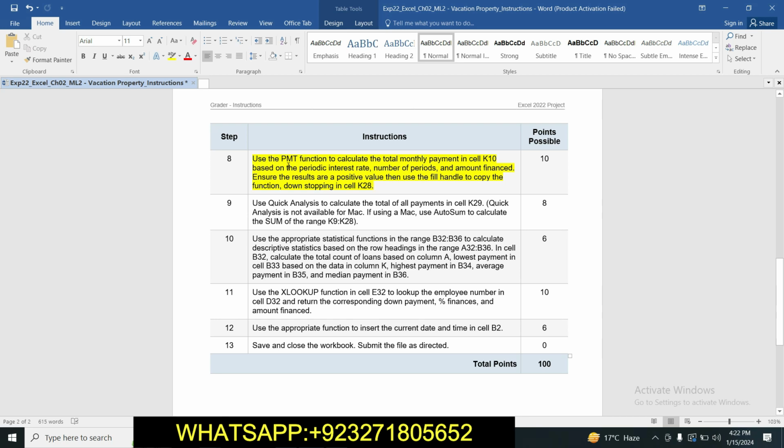Step number 8 is about using the PMT function to calculate the total monthly payment in cell K10 based on the periodic interest rate, number of periods and amount financed. Ensure the results are a positive value and then use the fill handle to copy the function down, stopping in cell K28. It will calculate our total monthly payment based on the periodic interest rate, number of periods and amount financed. Then ensure that our result is a positive value, and after completing this, copy the function down.